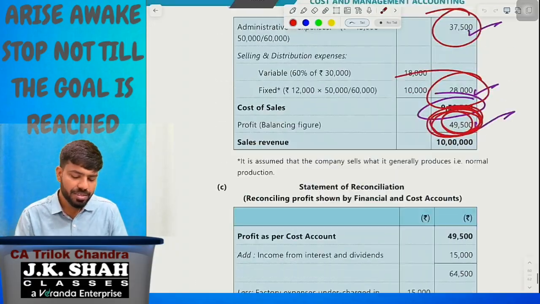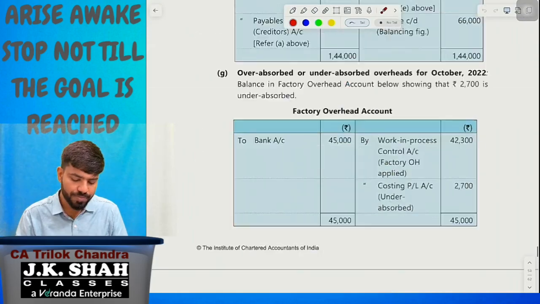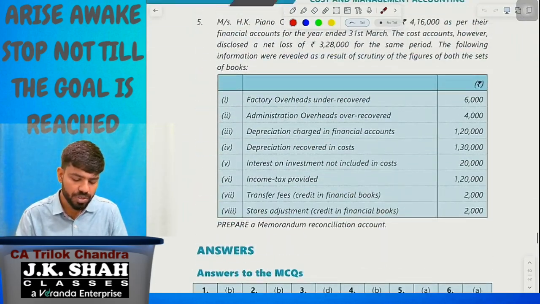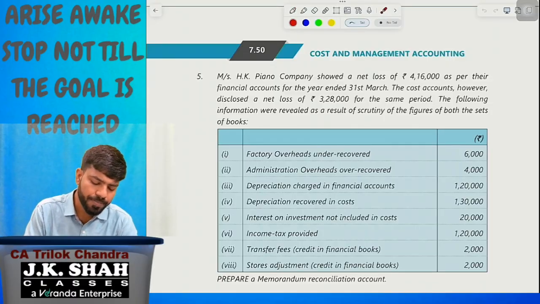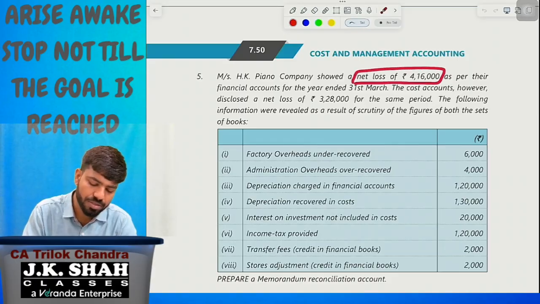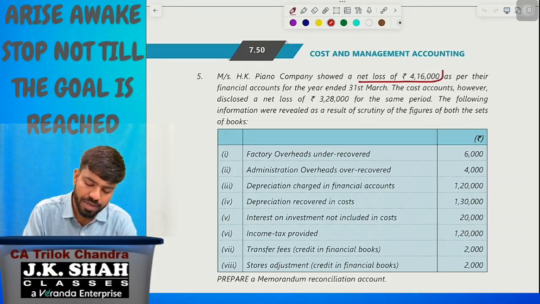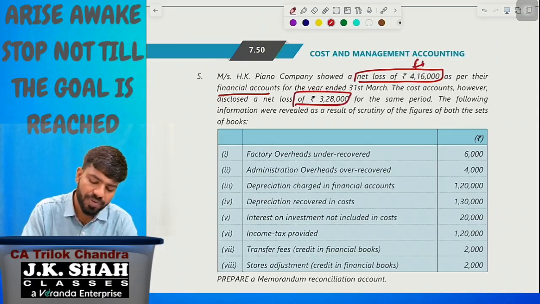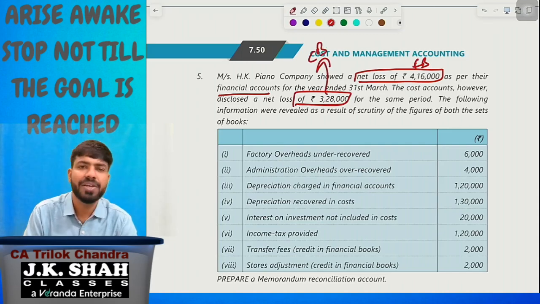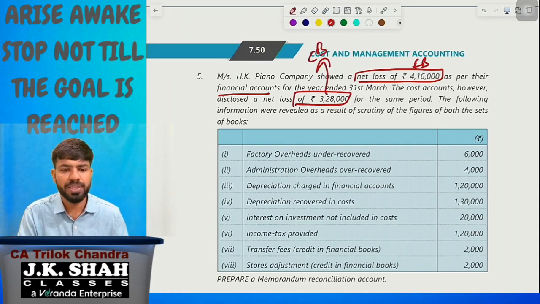Okay, now next, look at the fifth requirement, the fifth question. So by this, we're done with the fourth question. What they are stating here, look at this. HK Piano Company showed a net loss of 4,16,000 as per financial accounts for the year ended 31st March. The cost accounts, however, disclosed a net loss of 3,28,000. This is account to cost book. This is the financial books and this is the cost books. There is a difference. We have to go for the reconciliation.